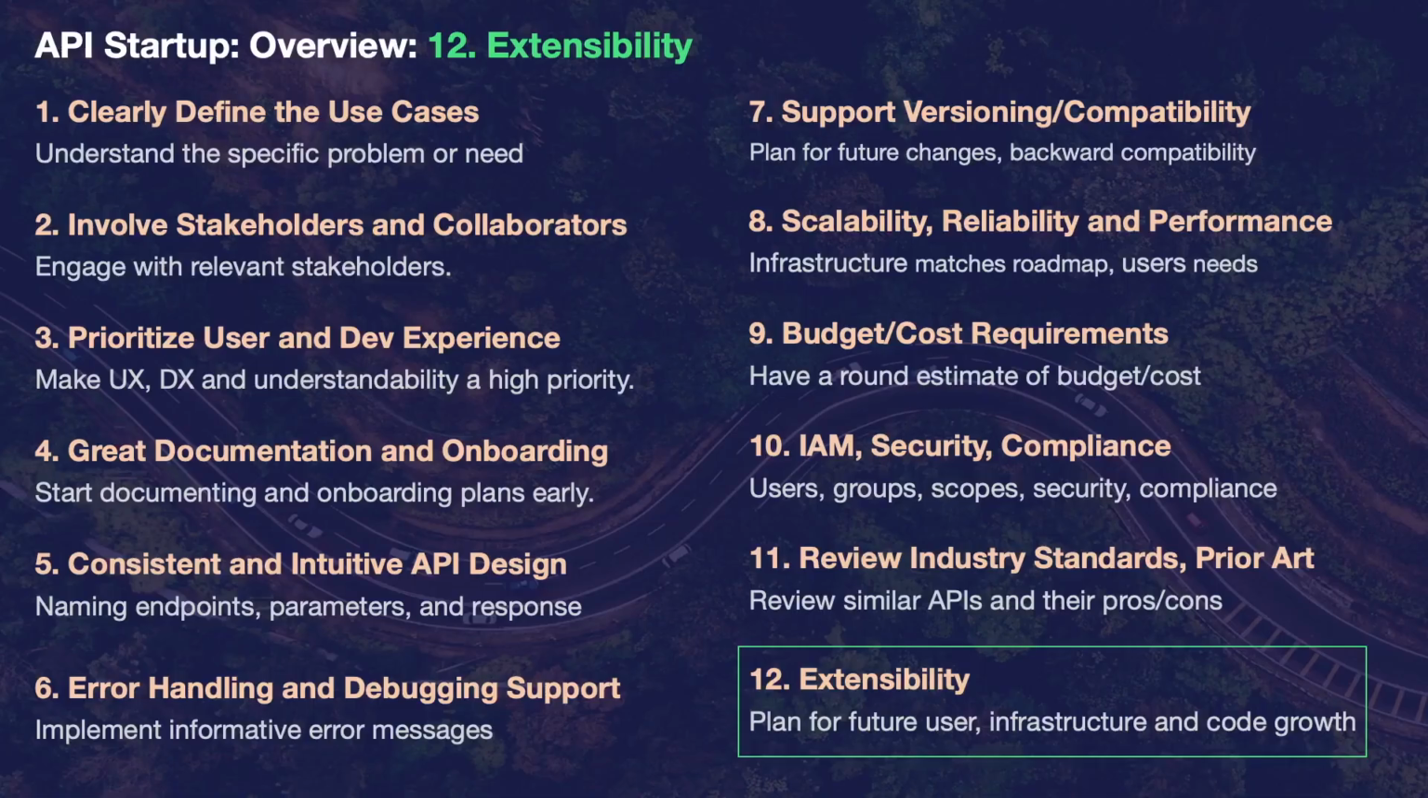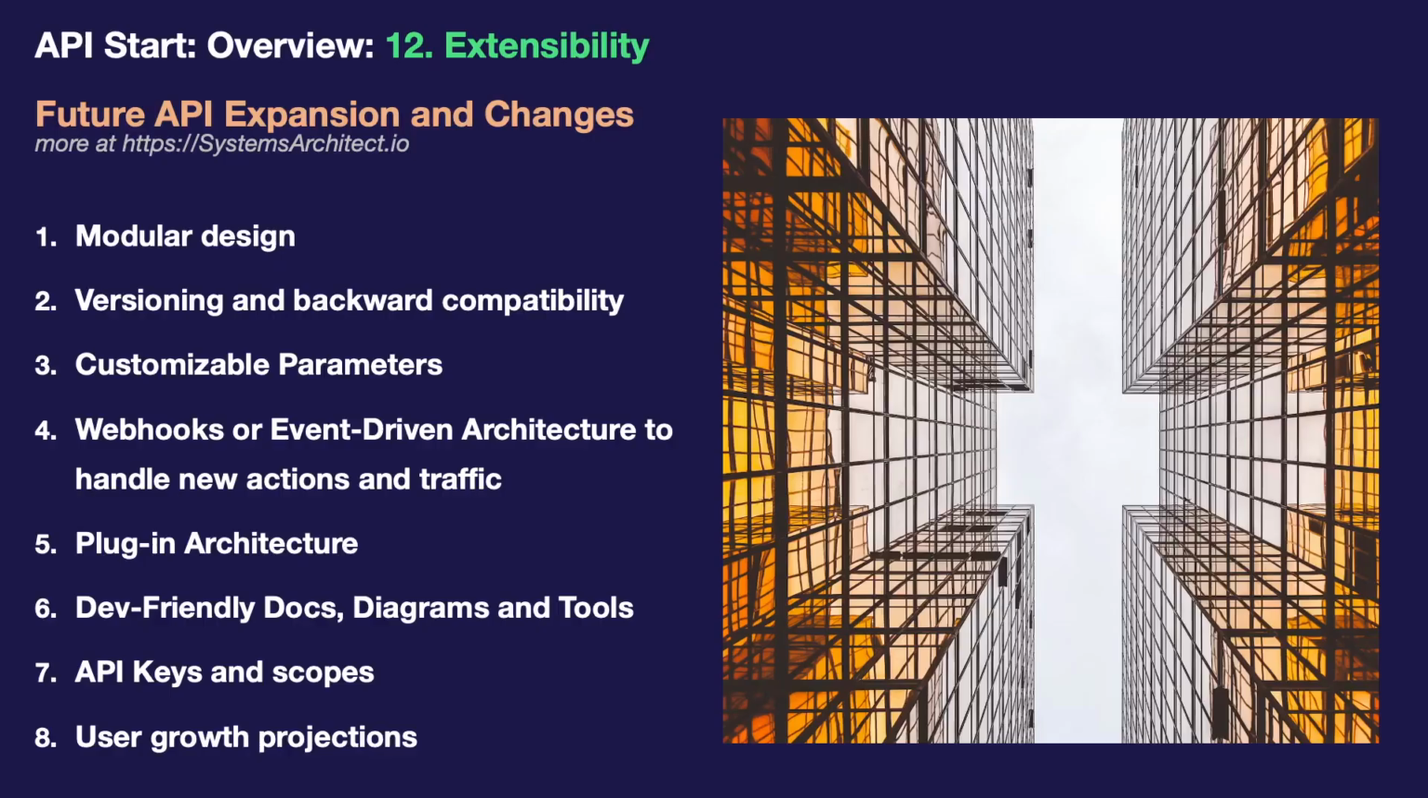And lastly, extensibility. Plan for future user, infrastructure, and code growth. Plan for future API expansion and changes. Use modular design so you can easily build on your API. Use versioning and backward compatibility. Use customizable parameters. Research also webhooks or event-driven architecture. This can help you handle much higher rates of requests and response. Use a plug-in architecture so different features can easily be plugged in.